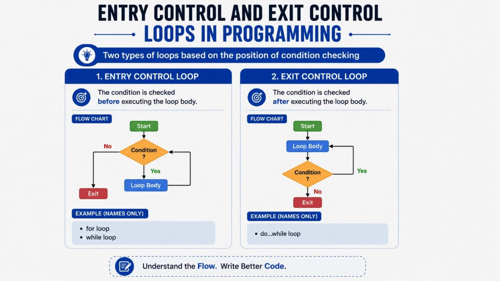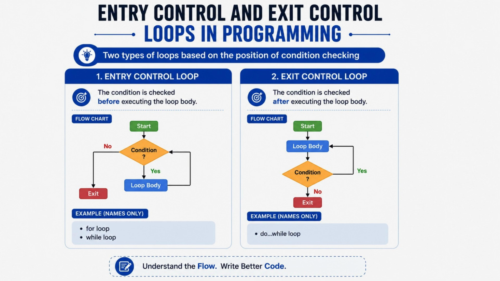There are mainly two types of loops in C language, which is totally based on the condition checking. The first type is the entry control loop, where the condition is checked before the loop body executes. If the condition is true, the loop runs, otherwise it terminates immediately. For loop and while loop are the examples of entry control loops.